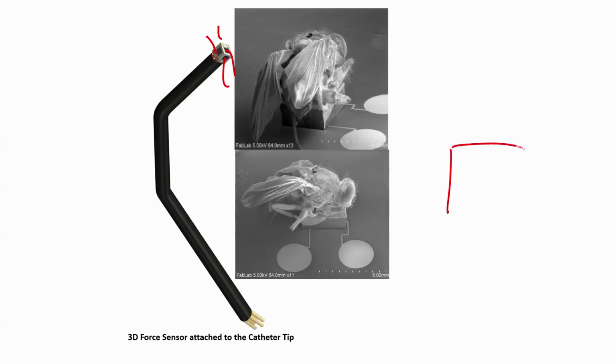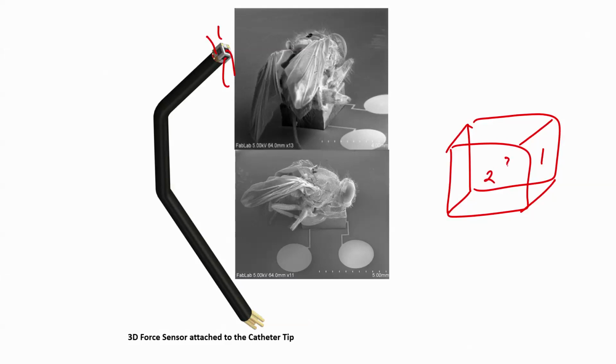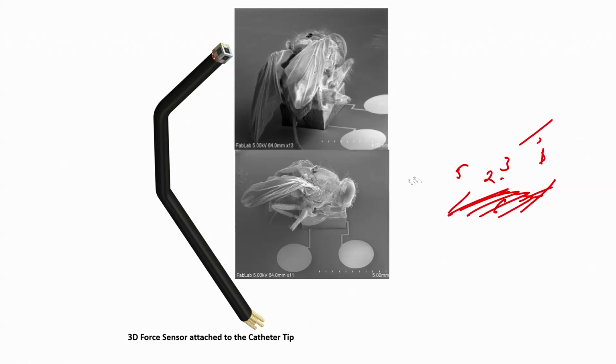If you have a cube, how many surfaces does a cube have? 1, 2, 3, 4, 5 and 6, right. The 6th surface is attached to the catheter here. So, on 5 surfaces we have 4 sensors, right, that is why we say 3D. Anyway, this is just a concept, right. Can it actually be implemented?